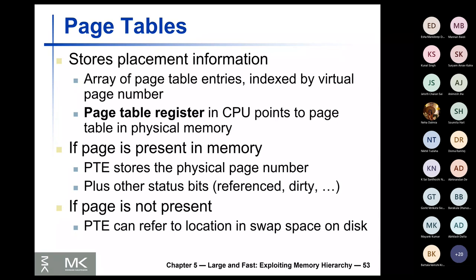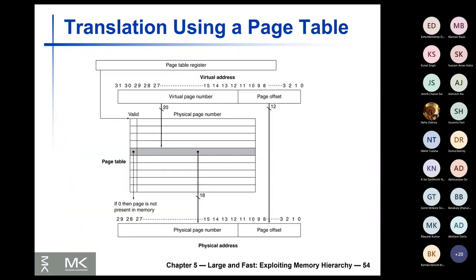The page table register in the CPU points to the page table in physical memory. So it looks something like this. There is a page table register in the CPU. That is a dedicated register. We have not discussed this register till now. Now you are learning about one more register. This register can only be set by the operating system kernel. It is not user modifiable.